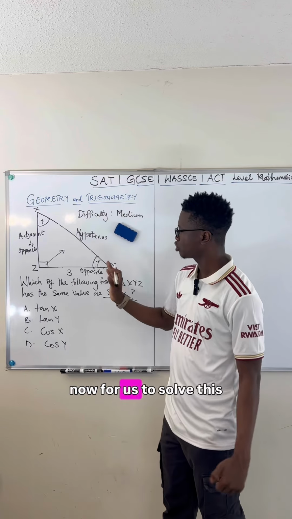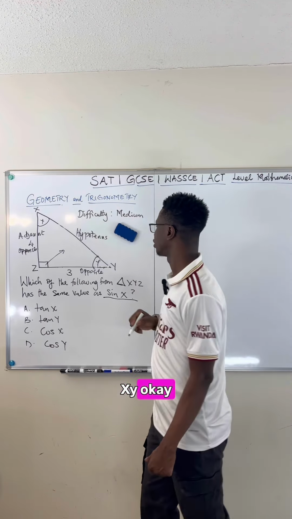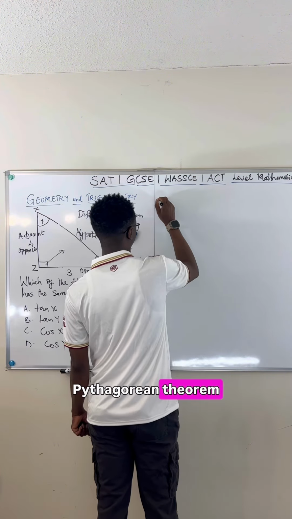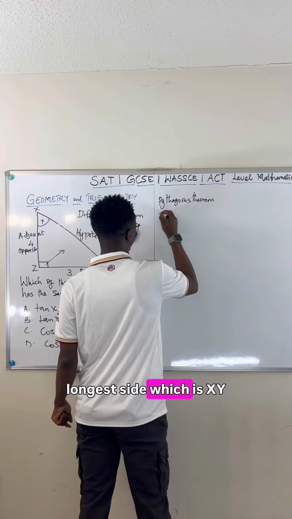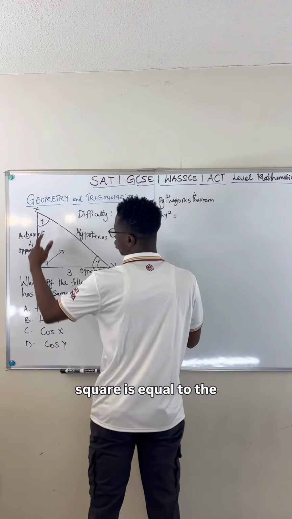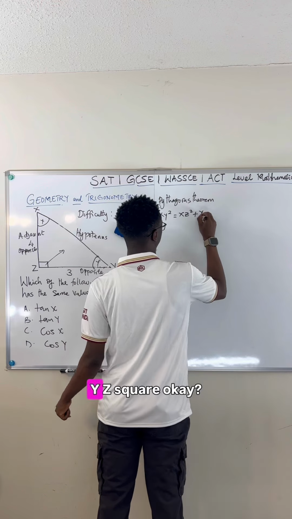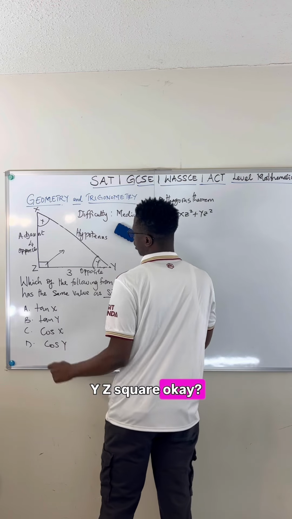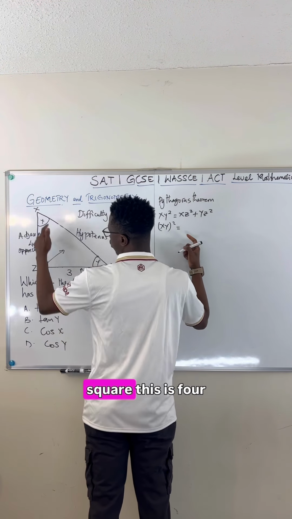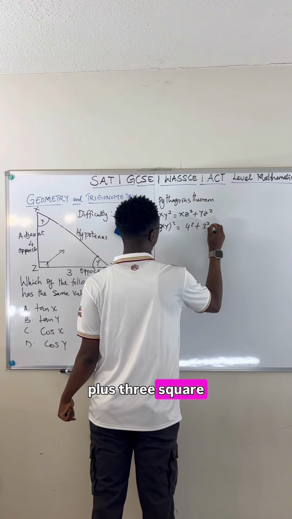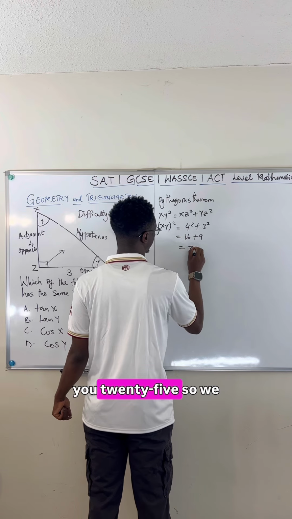Okay, now for us to solve this question, we need to find the length of this xy. So we say according to Pythagoras theorem, the square of the longest side, which is xy square, is equal to the sum of the squares of the two remaining sides, xz square plus yz square. So xy square equals xz square, this is 4, plus 3 square. So this becomes 16 plus 9, and that gives you 25.